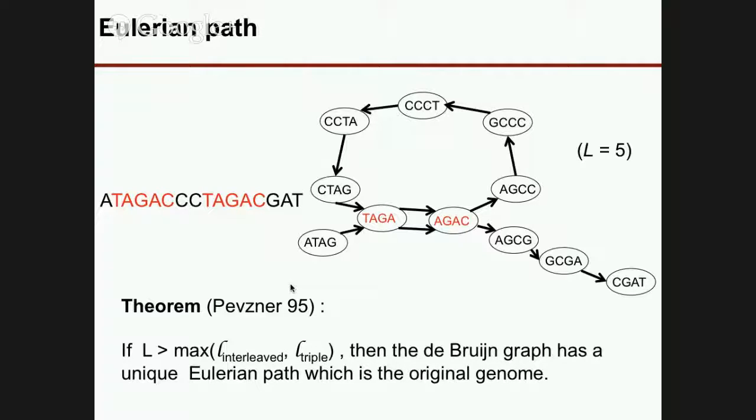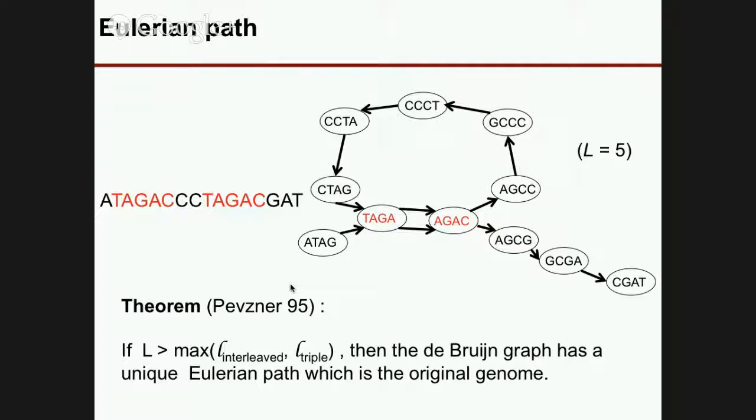What's the longest repeat length in this tunnel? So I said 4, I think, but I was mistaken. It's 5. So TAGAC is a repeat. Okay. So this example shows that if the read length is 5, although the read length is not long enough to bridge the longest repeat, you can still reconstruct this genome.